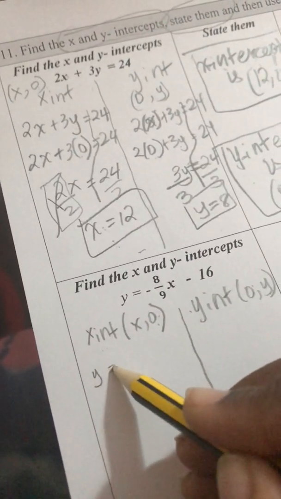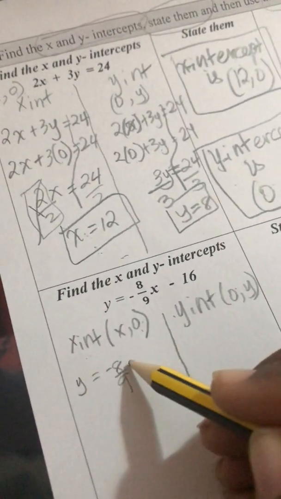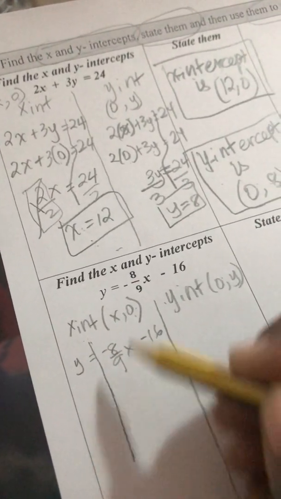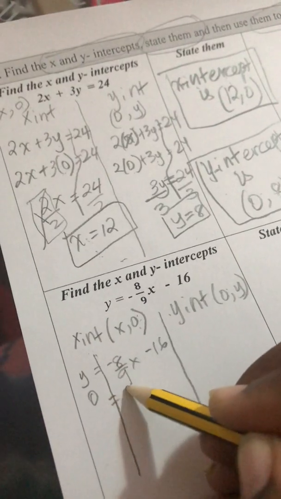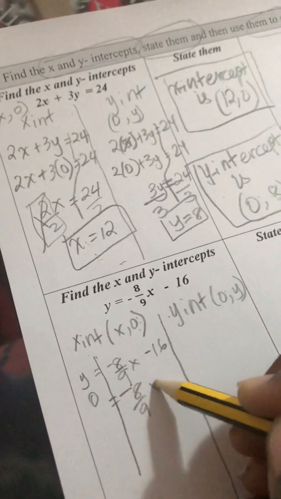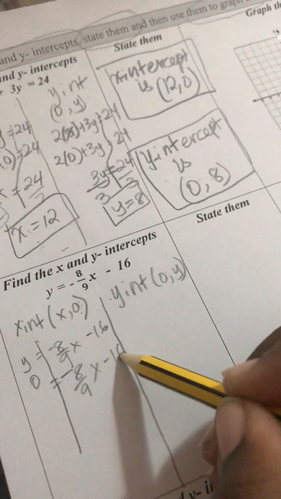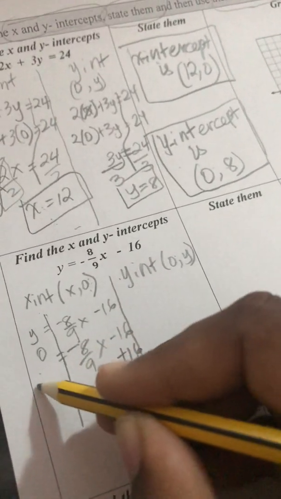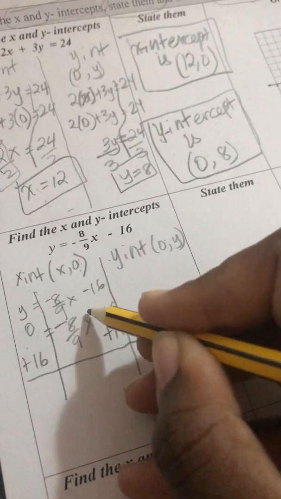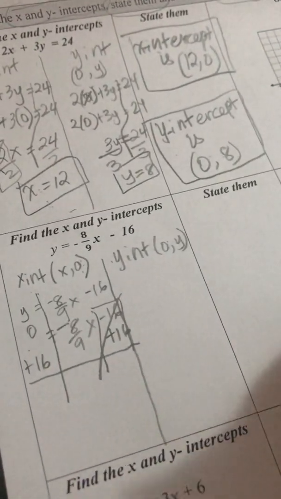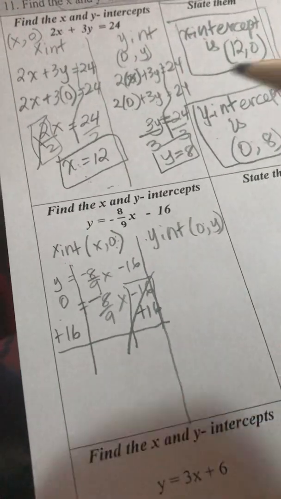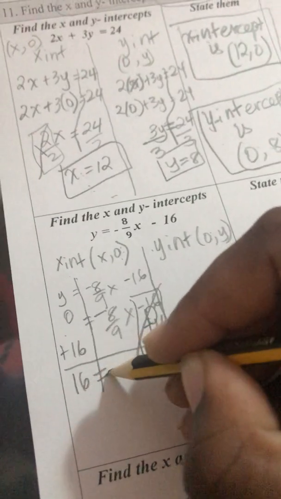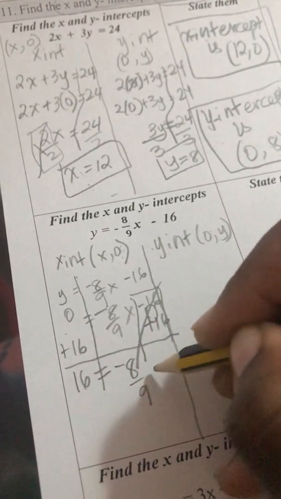So this is y is equals to -8 over 9 x minus 16. I put my bridge. Y is 0, so 0 is equals to -8 over 9x minus 16. I need to bring 16 together with 0 because they are friends. I will add 16 on both sides. This goes away because a number plus its inverse gives me 0. Then 0 plus 16 is equals to -8 over 9x.